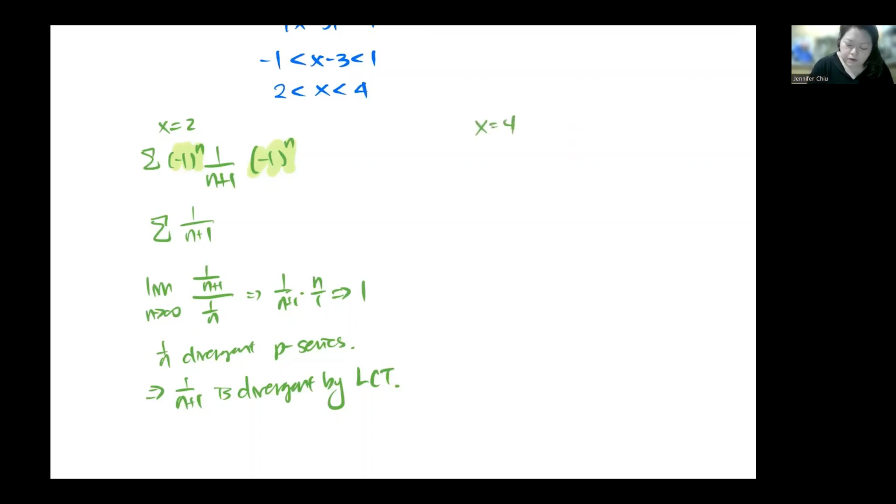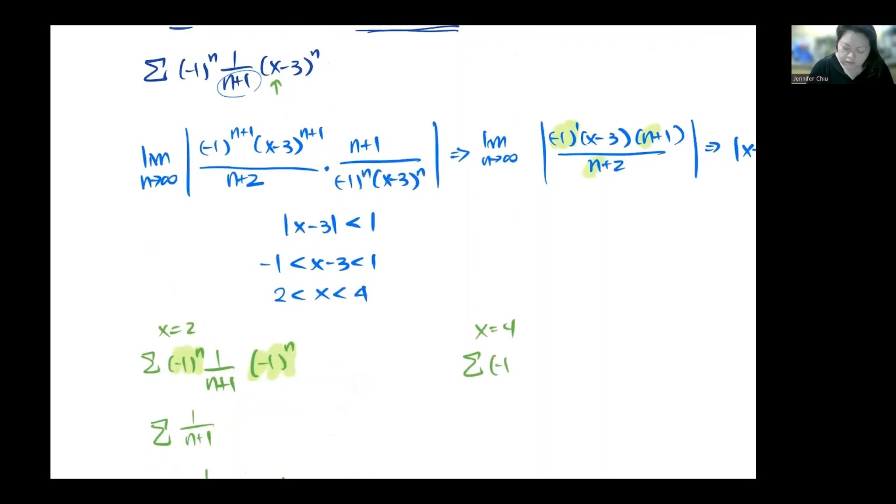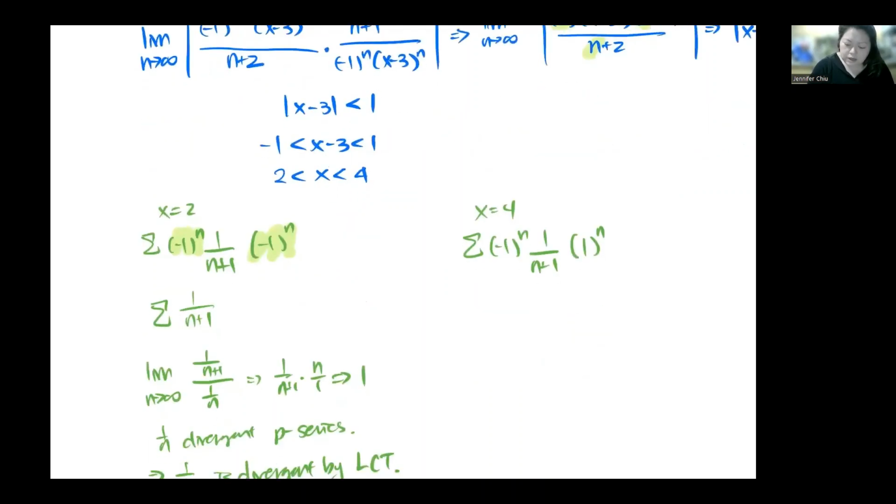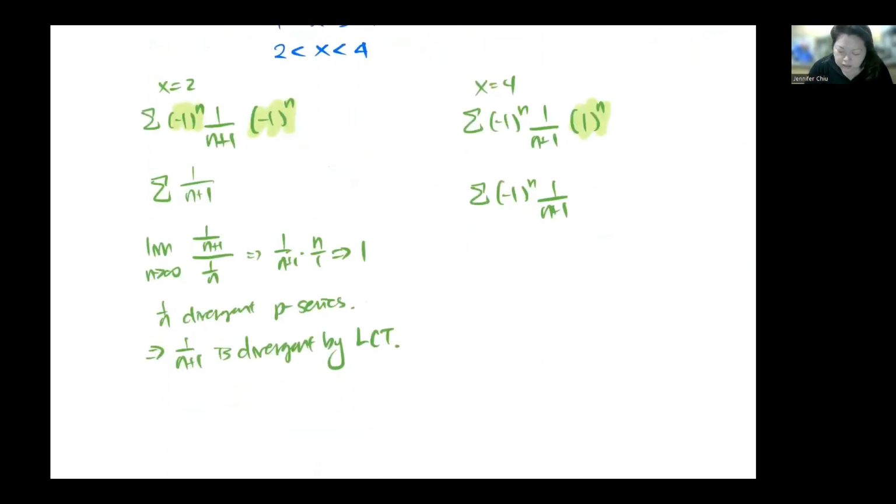How about x equals 4? Okay, so that's the summation, sigma, -1 to the n, 1 over n plus 1. All right, 4 minus 3 is 1, to the n. Okay, so that means this 1 to the n doesn't do anything for me. It's kind of gone. So this is an alternating series, right? 1 over n plus 1. So because this is an alternating series, I just need to check the limit as n approaches infinity of 1 over n plus 1. That gives 1 over infinity. That is 0. So it is convergent by the alternating series test.